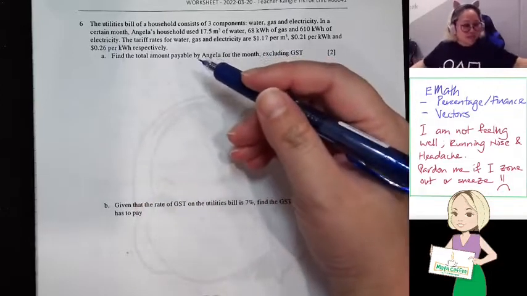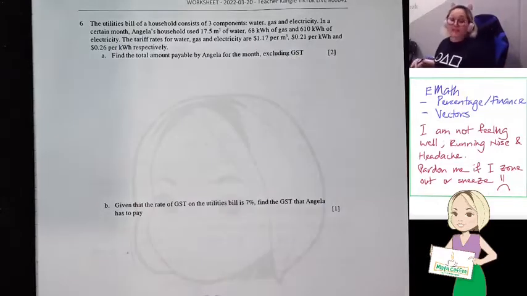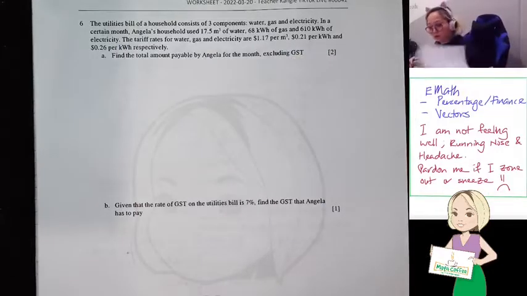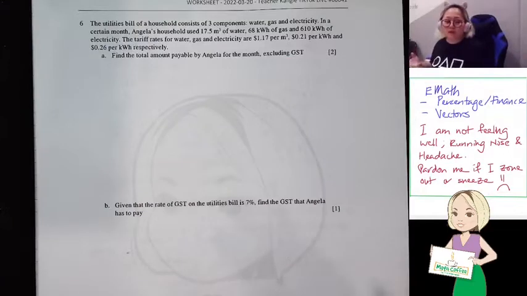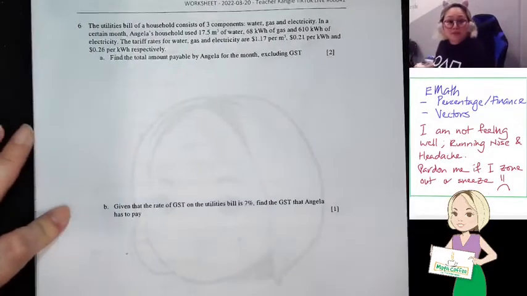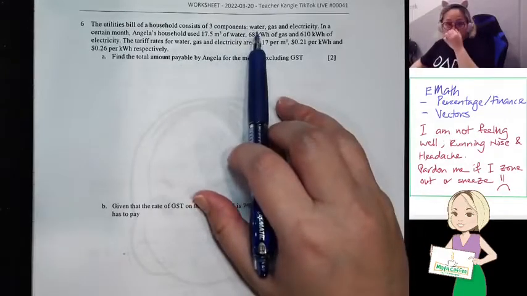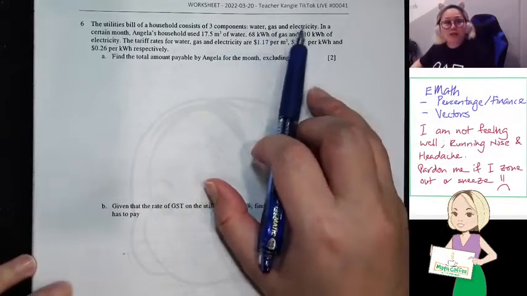It means that next time when you have your own house, own family, own household, this is how it will be applicable, because you need to pay the bill, right? Pay for the electricity, pay for the gas, pay for the water. So your utility bill consists of three components: water, gas, and electricity.